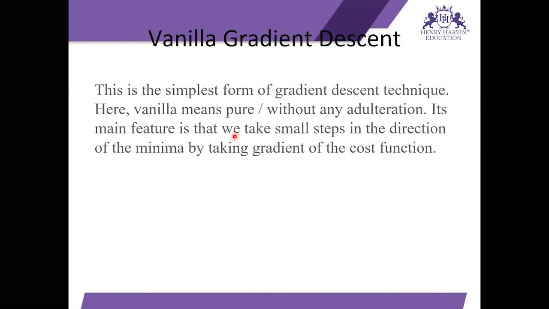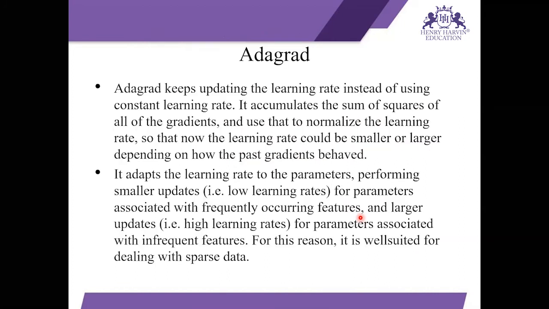Vanilla gradient descent is the simplest form of gradient descent technique. Here, vanilla means pure or without any adulteration. Its main feature is that we take small steps in the direction of the minima by taking the gradient of the cost function. AdaGrad keeps updating the learning rate instead of using a constant learning rate. It accumulates the sum of squares of all the gradients and uses that to normalize the learning rate, so that now the learning rate could be smaller or larger depending upon how the past gradients behave.